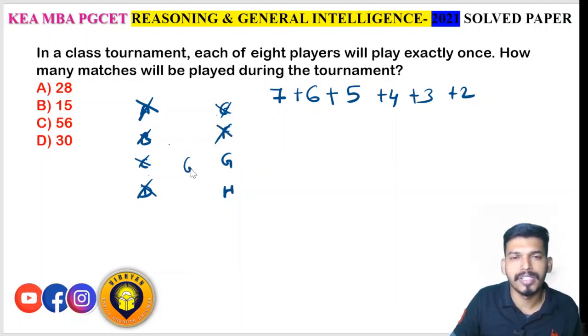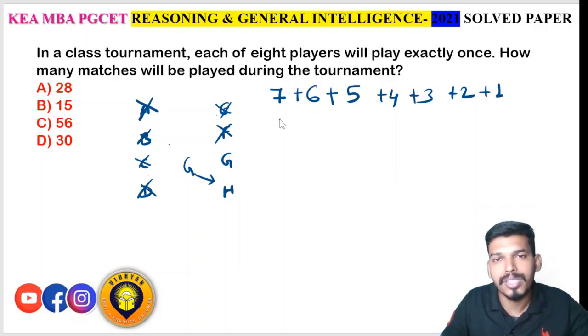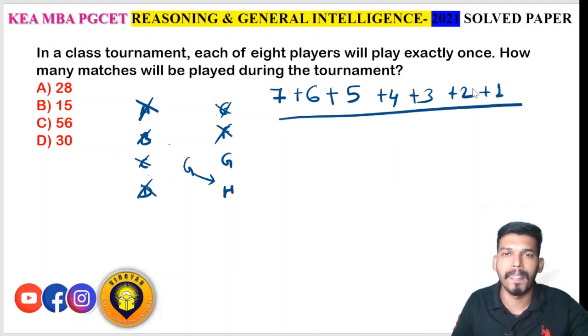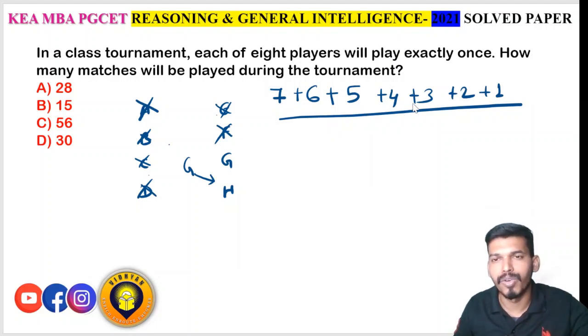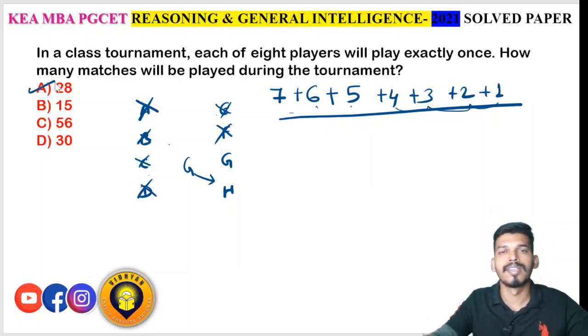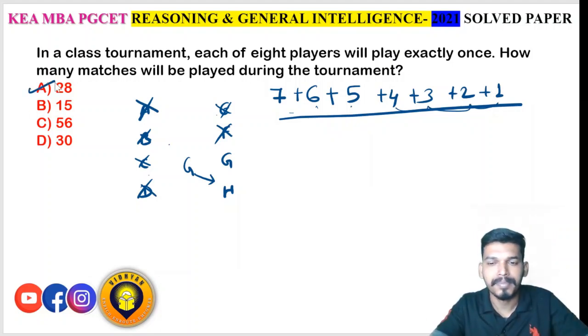Now finally what is left is G. G will play against H. That means 1. So you have to do the sum of all these numbers. That means this many games happened: 7 plus 6 plus 5 plus 4 plus 3 plus 2 plus 1. 7 plus 6 is 13, 13 plus 5 is 18, 18 plus 4 is 22, 22 plus 3 is 25, 27, 28. So the answer is 28. Okay. Next one.